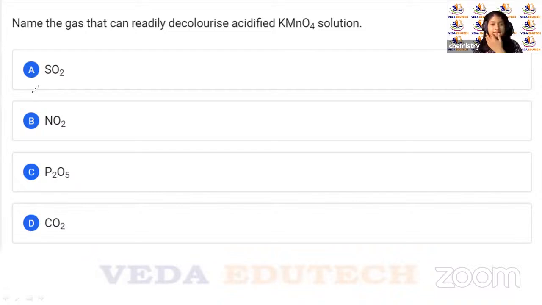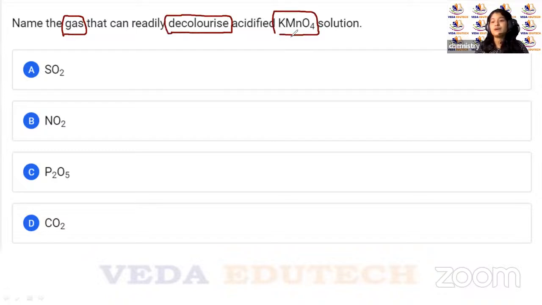So name the gas that can readily decolorize acidified KMnO4 solution. You have to find out which gas is going to decolorize KMnO4 solution. How are you going to know which gas is going to decolorize this one? You're going to know when you see the oxidation state of all these elements.